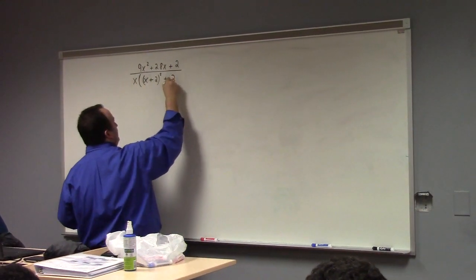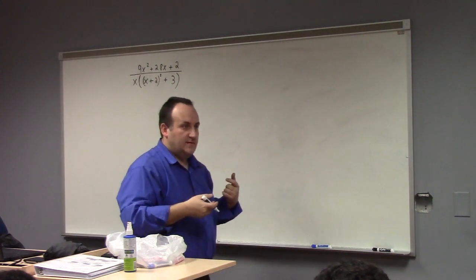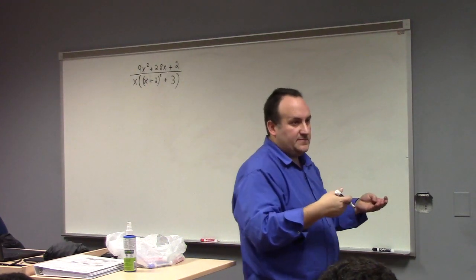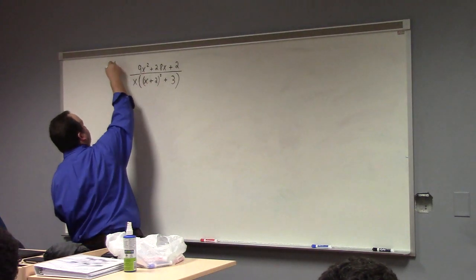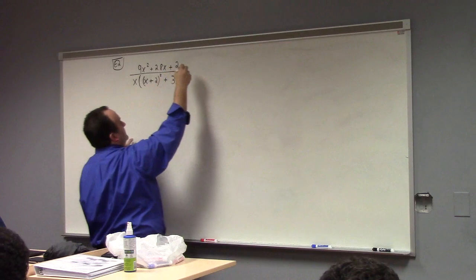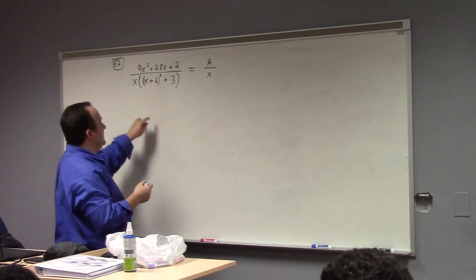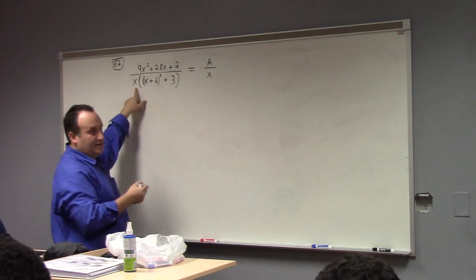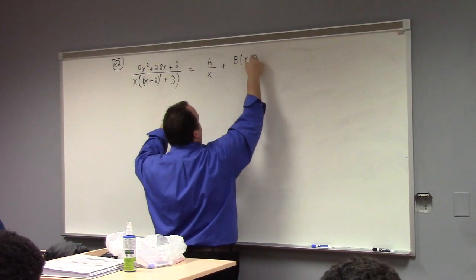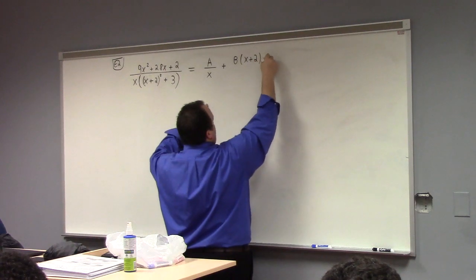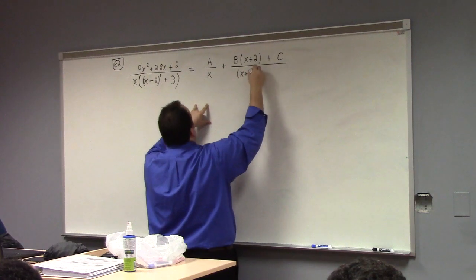So you notice that this quadratic factor is really different than the one I faced in example 1. Because it doesn't factor. It's an irreducible or a prime quadratic. So the way we treat that is a little bit different. What we're going to do is a over x. A over x takes care of this guy. And then plus b times x plus 2 plus c divided by x plus 2 squared plus 3.